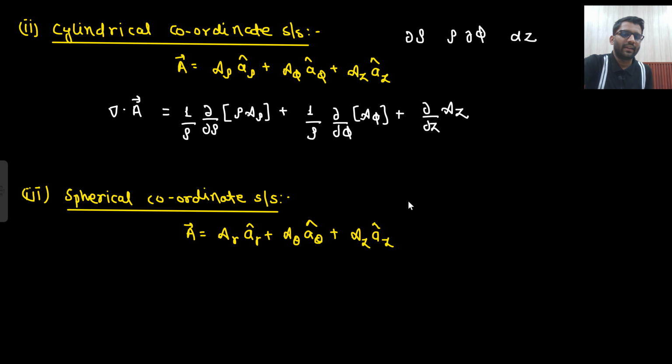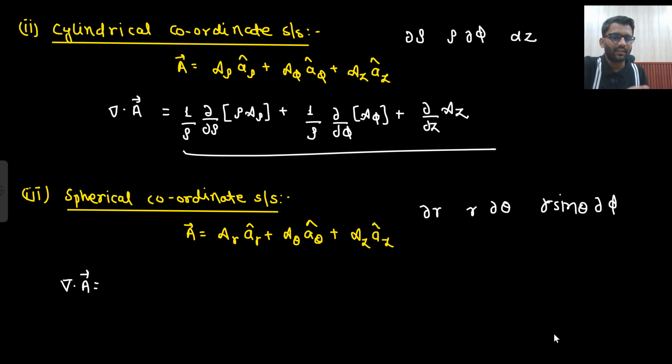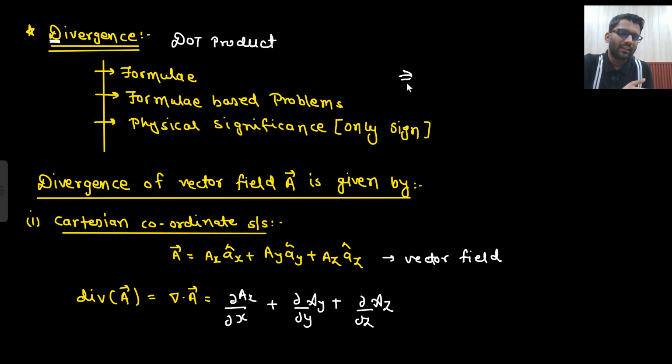Now let's talk about spherical. So dr, r d theta, r sin theta d phi, right? So let's start. Divergence of A. What kind of quantity will it be? What will the final result be? Scalar, right? Vector dot vector. The final output will be scalar, because a dot product will always give you a scalar output.